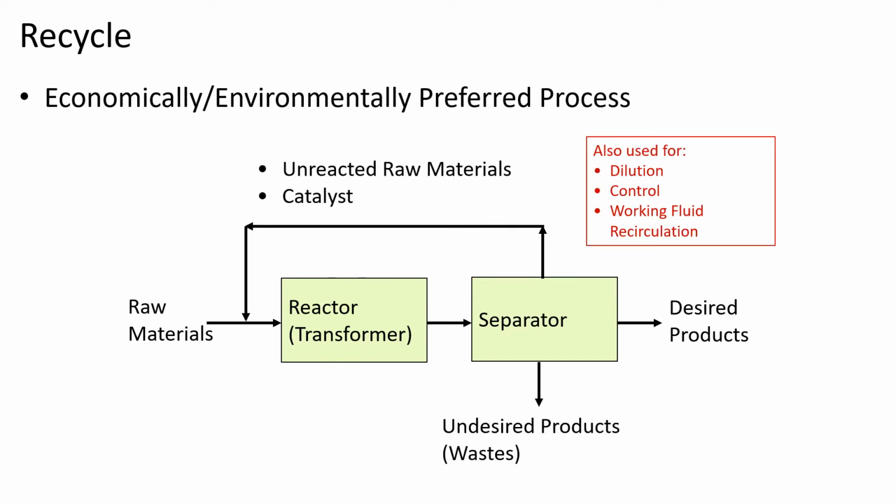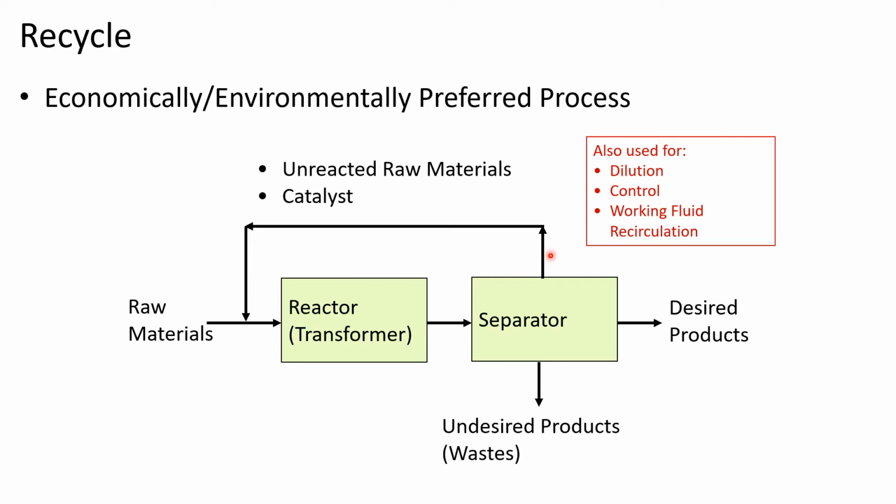A preferred way, both economically and environmentally, is instead of separating out only the desired products, to separate out in the separator the unreacted raw materials as well as any catalyst that might have been used to enhance the reactor. A catalyst is typically added to accelerate the rate of reaction or to make it more specific. And we'd like to be able to reuse that instead of sending it through just once and then having to buy more catalyst.